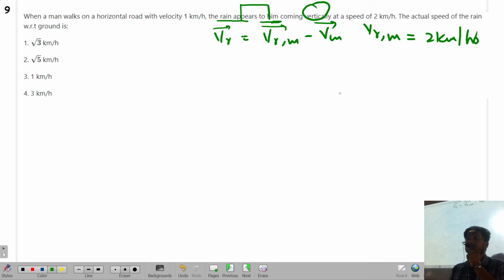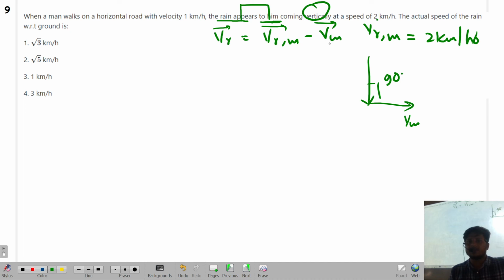Now look over here. Please be silent. So velocity of rain with respect to man is given how much? 2 kilometer per hour. Yes or no? Hey, what is velocity of rain with respect to man? 2 kilometer per hour. Now it is hitting at 90 degree with respect to velocity of man or not? At 90 degree with respect to velocity of man.